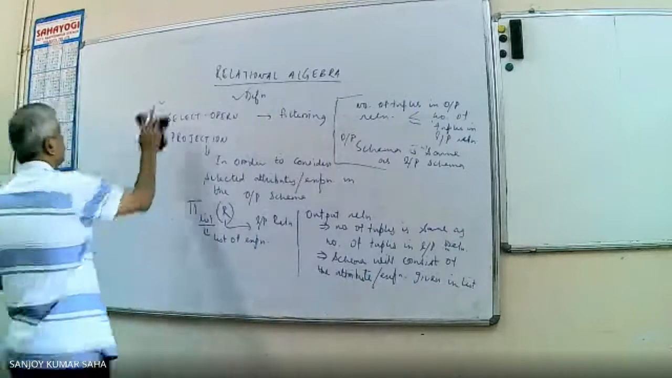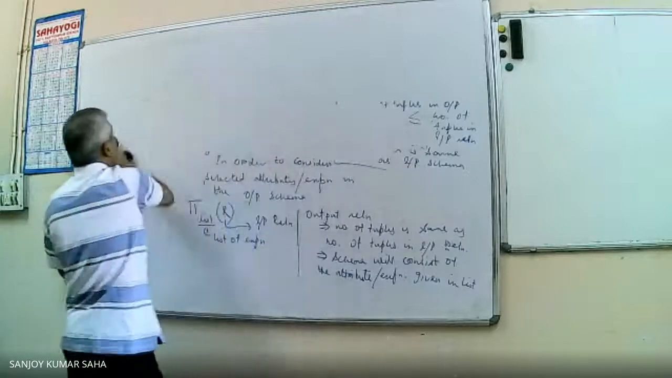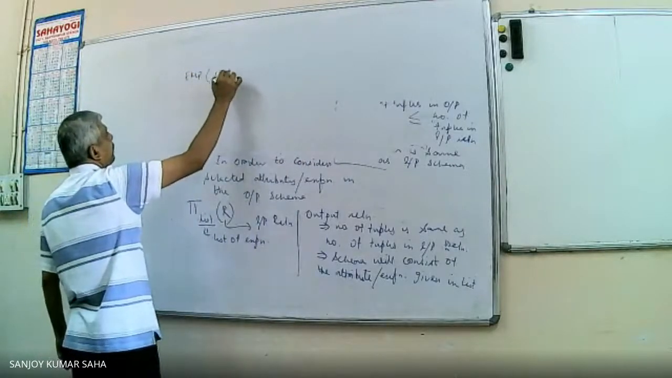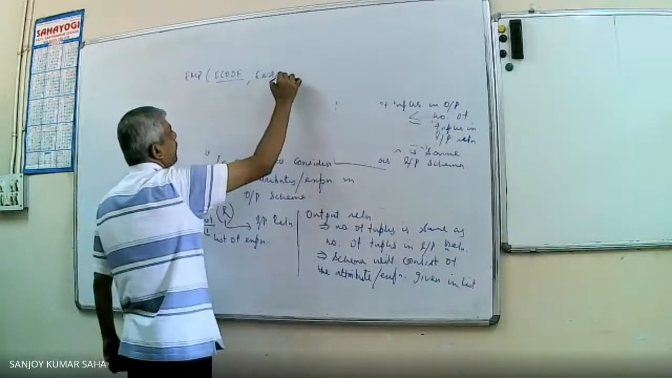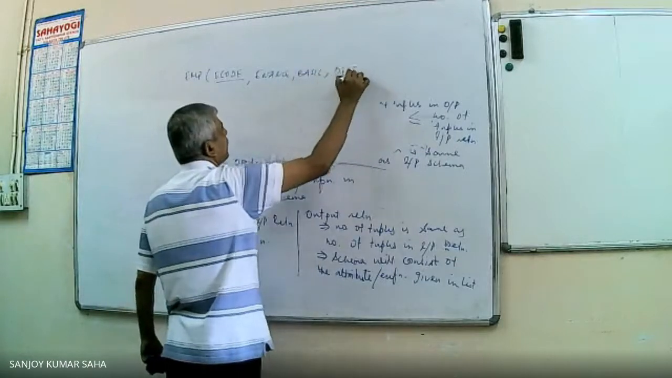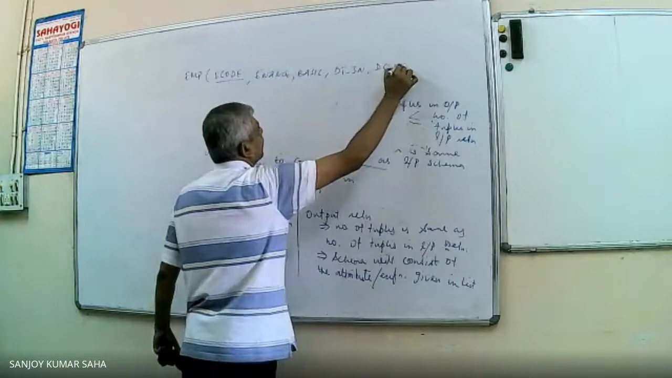Suppose we have a schema like this. Say employee, primary key is employee code, employee name, basic, date of joining, say department, etc.